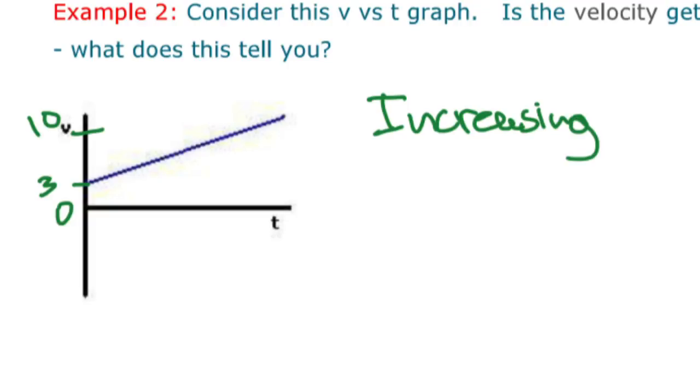And the second part of the question is it doesn't go through the origin. It doesn't go through this point down here. So what does that mean? What can we learn from that? Or what can we get? What's the significance of starting here and not down there?